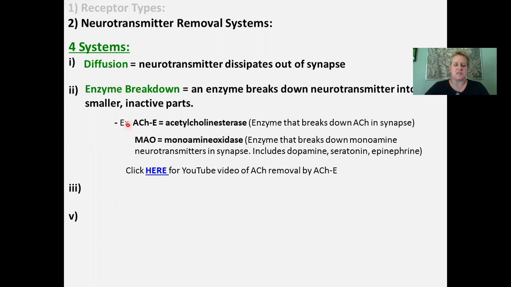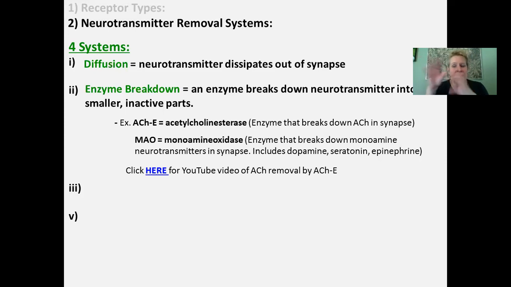Here's an example: acetylcholinesterase, AChE. The E stands for esterase. It ends in ase, so you know it's an enzyme. This is the enzyme that breaks down acetylcholine in the synapse. It's very important because if you don't break down acetylcholine, say in the synapse with skeletal muscles, where acetylcholine opens sodium channels and makes the muscle cells contract, the muscle develops tetany. It can't relax. So you have to get the acetylcholine out. We'll talk about why that's important later on.